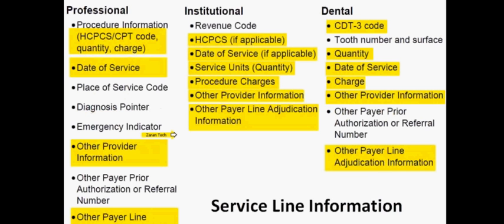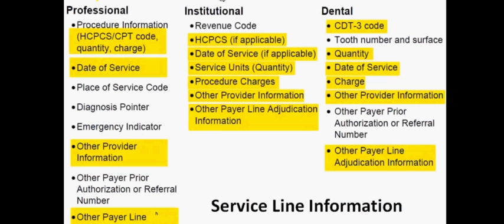That means was your visit under normal situations or was it an emergency situation? Because in an emergency situation, the rates are different. Then the other provider information, the referral information, and your adjudication payer line information. So these are the pieces of information that fall under the professional claims.